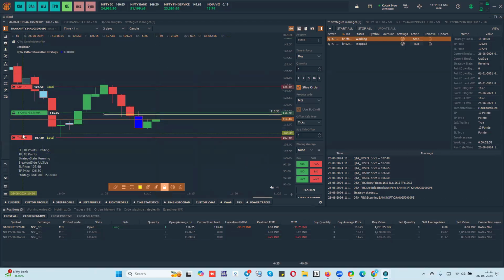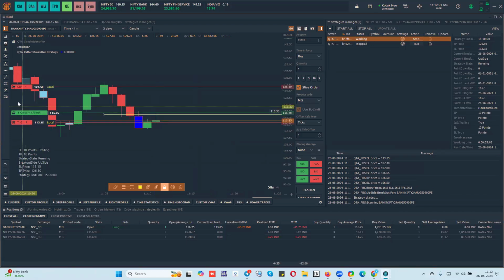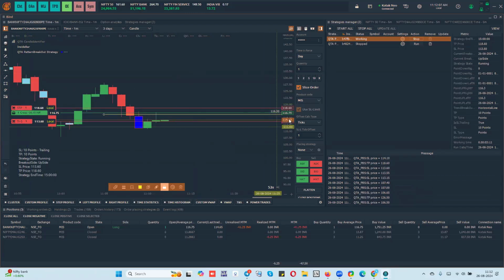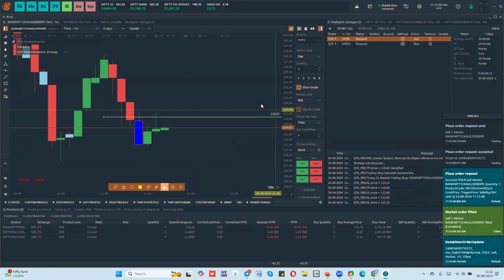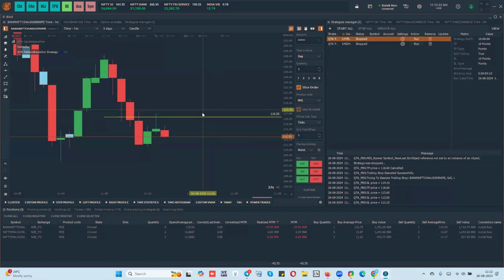So let's exit this particular trade. I don't want to be in this trade for a while, so that I can show other strategies as well. So let me move my stop loss closer and exit. Now my strategy got exited and the status of the strategy is stopped. I will use the Alt key to create another instance of the strategy.